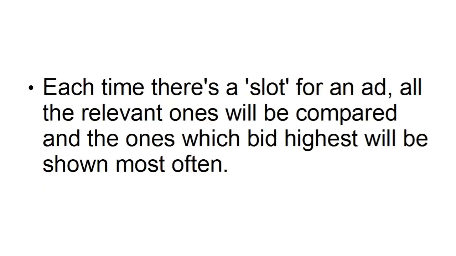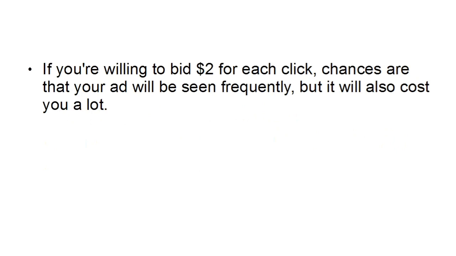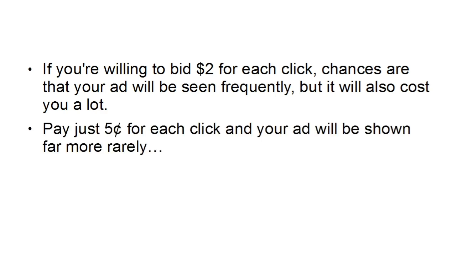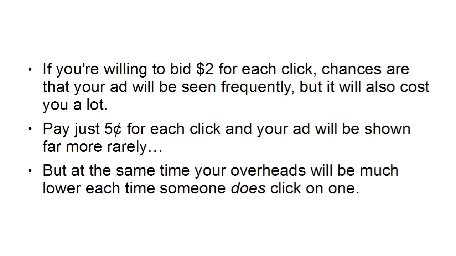So the ads they show will be dictated by who is bidding the most. And each time there's a slot for an ad, all the relevant ones will be compared, and the ones which bid the highest will be shown the most often. But of course, it doesn't mean if you're paying lower, your ad won't be shown at all. It doesn't work that way. It's not like an auction. So let's say you're willing to bid $2 for each click. Well, chances are that your ad will be seen frequently, but it'll also cost you a lot. If you're only paying 5 cents for each click, your ad will be shown far more rarely. But at the same time, your overheads will be much lower each time someone does click on your ad.